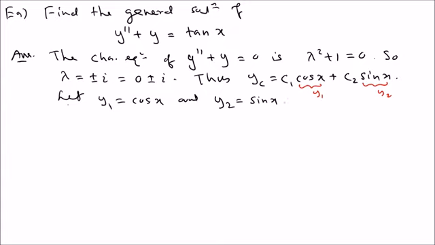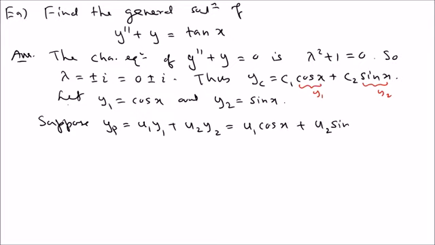Now what we can do is suppose or assume yp is of the form u1 y1 plus u2 y2. In this case it is u1 cosine x plus u2 sine x. Now we can take derivatives.